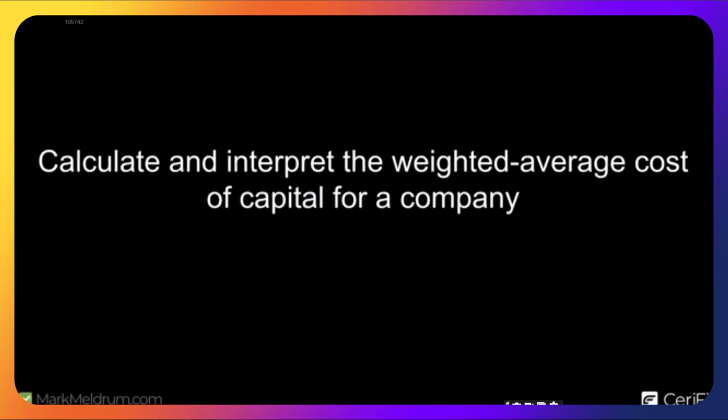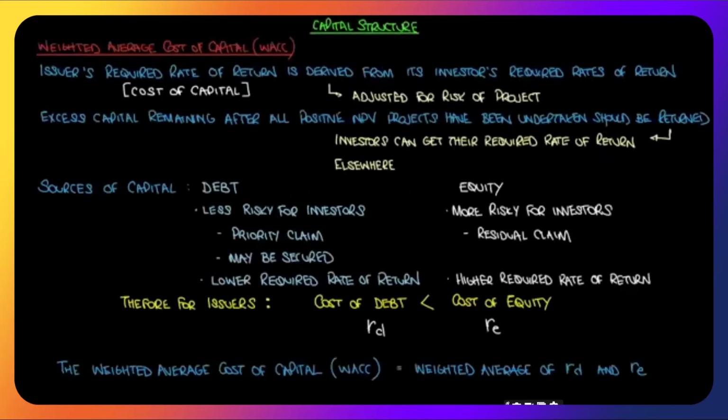And our first step will be to hit the first LOS, which says calculate and interpret the weighted average cost of capital for a company. Let's get to it. Here we go. The issuer, remember, is the firm, the company issuing the debt. Their required rate of return is their cost of capital. It's derived from its investors' required rates of return, the people who are providing the debt and providing the equity. Those investors will look at the risk of the company and decide, given the risk of the company, the return they require for giving you their capital.